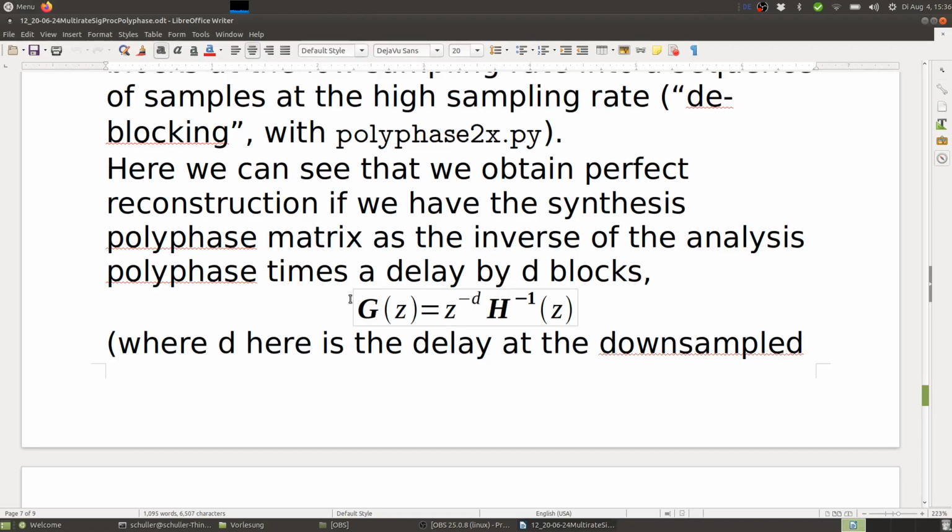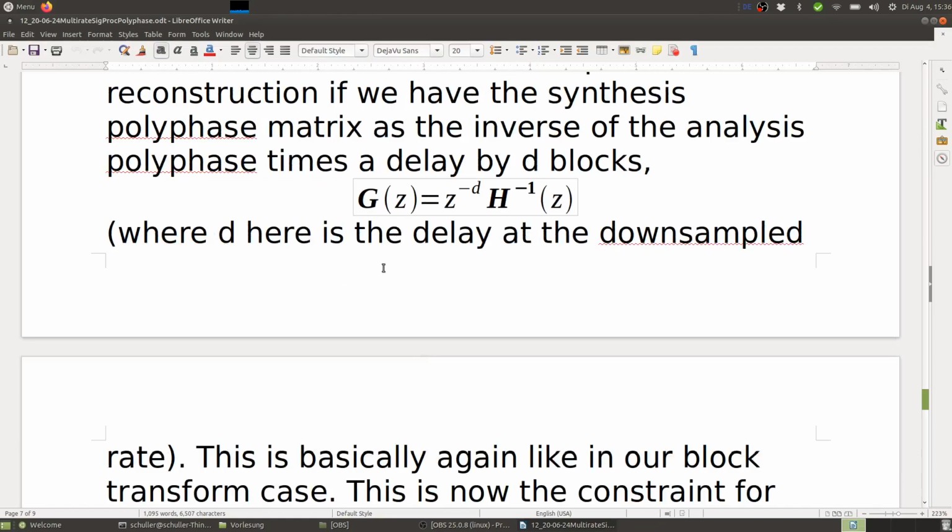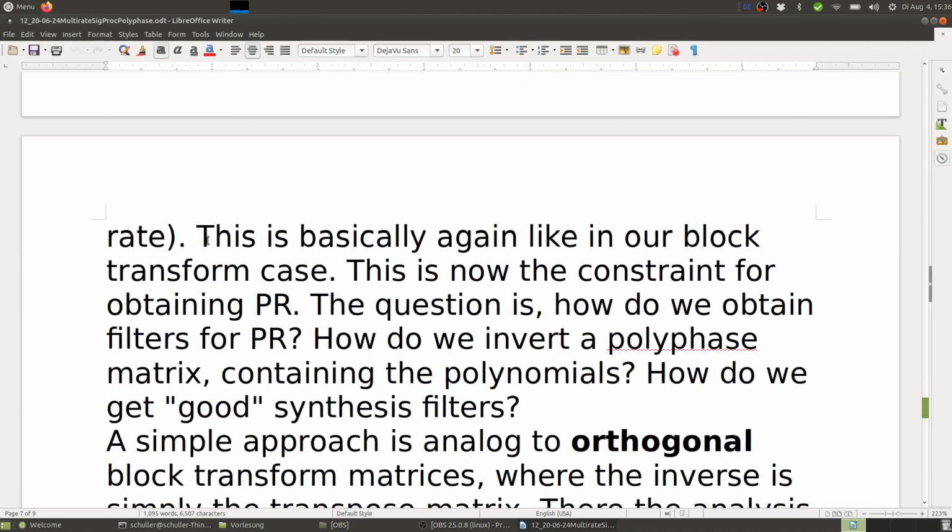So that means G of z is simply the inverse of the analysis polyphase matrix H of z times this vector z to the minus d. Here d is the delay at the downsampled rate, because here we multiply it in the domain where we have the lower sampling rate. This is basically again like in our block transform case. This is now the constraint for obtaining perfect reconstruction.